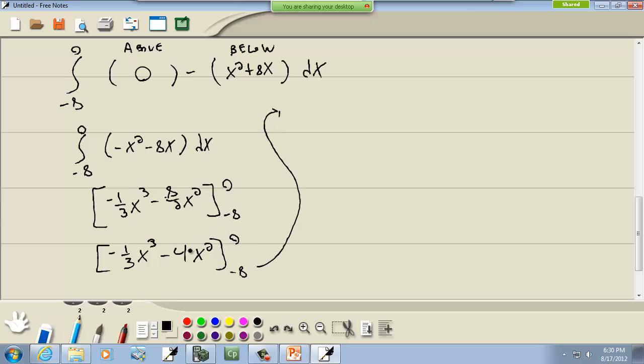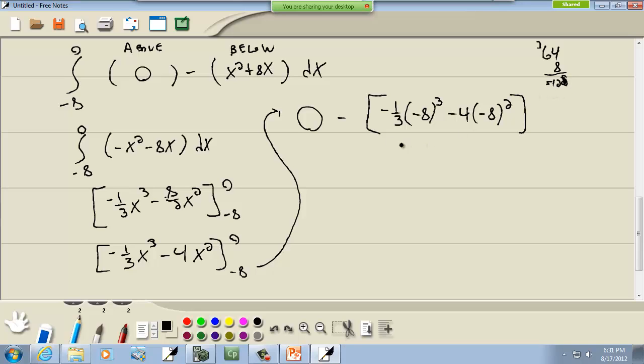Now if I put this 0 in, again, it doesn't accomplish anything, it just gives us a big 0. You could plug it in if you don't see that. But let's plug in negative 8. So I've got negative 1/3 times negative 8 to the third minus 4 times negative 8 squared. And what does that give us? 512? Yeah. Not sure why I got the extra 2 there, but okay, minus, and this is negative.